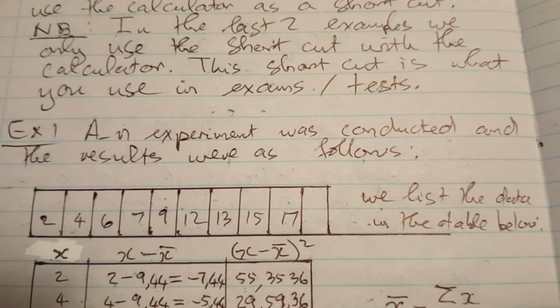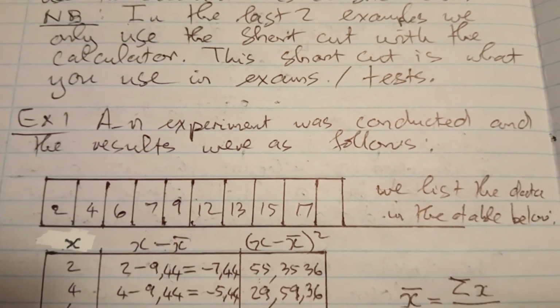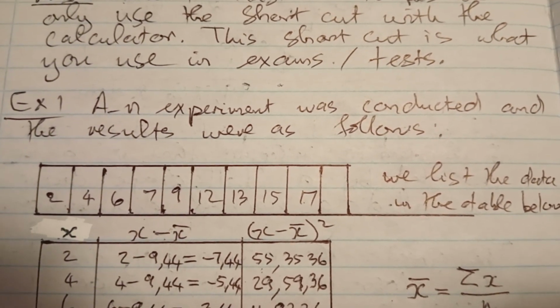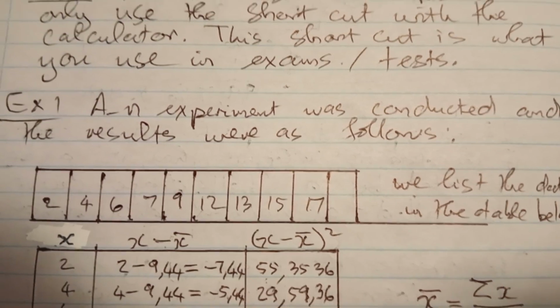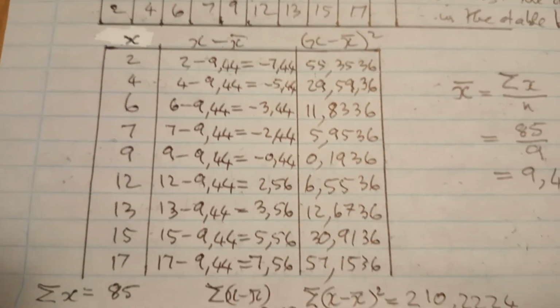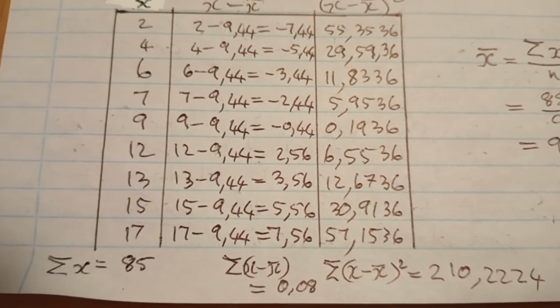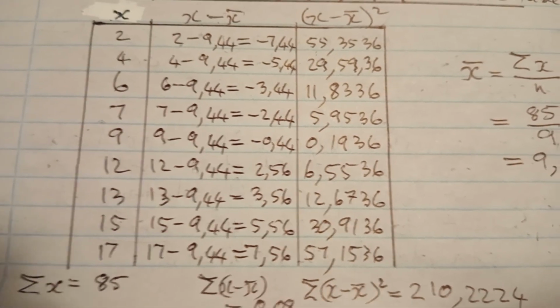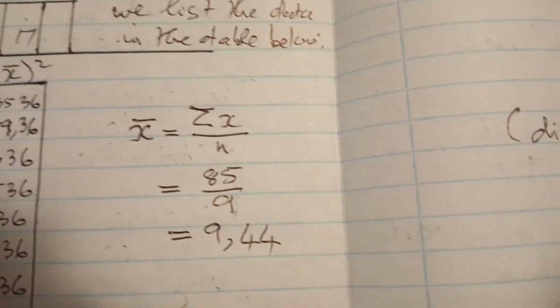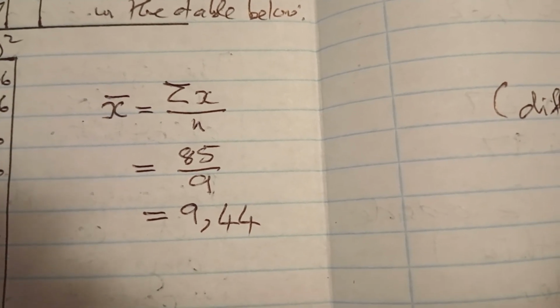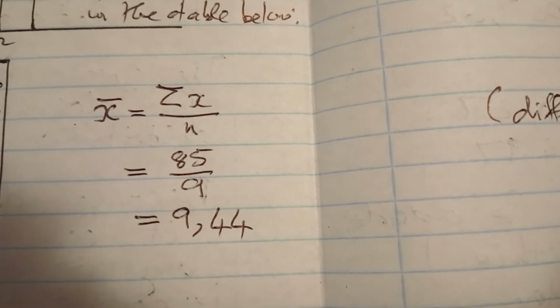An experiment was conducted, and the following results were given: 2, 4, 6, 7, 9, 12, 13, 15, and 17. So let's list the data in the table. If you add all the data together, you'll get 85. Now, to calculate the mean, once you add up all the data, you divide it by the number of data. In this case, we've got 9 sets of data. So 85 divided by 9 is 9.44, and that is the calculation for the mean.